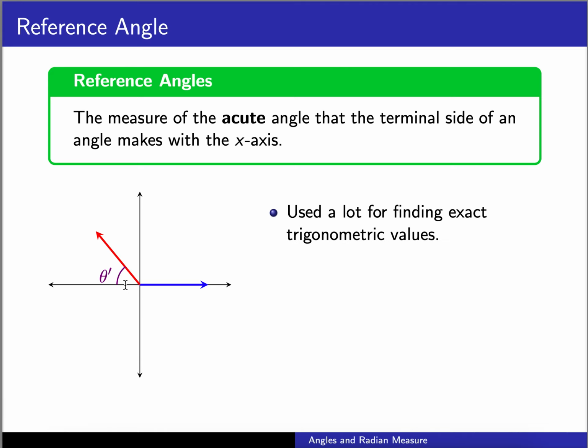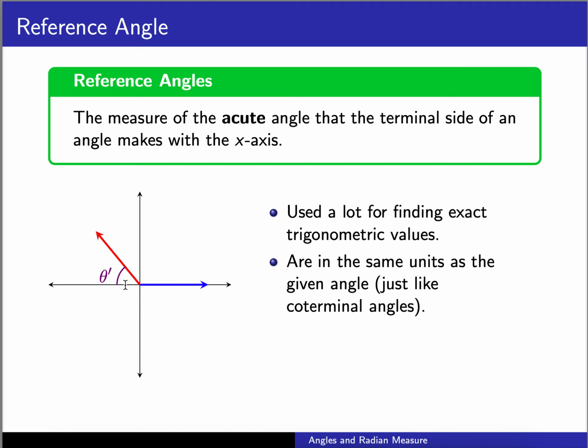So it's used a lot for finding exact trigonometric values. So for sine, cosine, and tangent, for instance, that are not in the range of 0 to 90 or 0 to pi over 2, we can use reference angles to help find those exact values. It's in the same unit as the given angle, just like coterminal angles. So if you're finding a reference angle in degrees, you want your answer in degrees. If you find a reference angle with radians, you want your answer in radians. And coterminal angles will have the same reference angles. So you can always use coterminal angles to find a reference angle as well, if that helps you out.